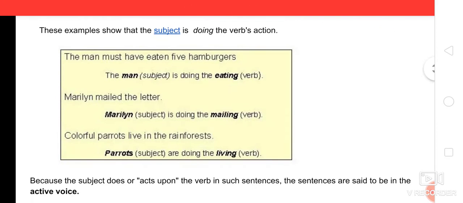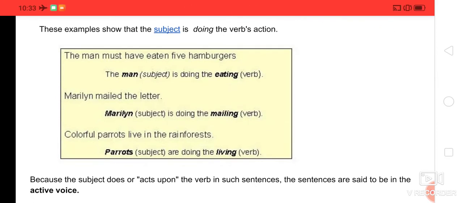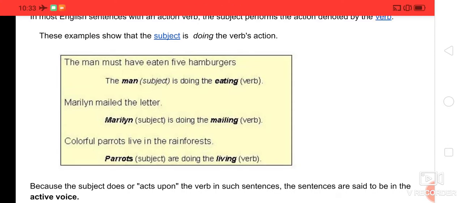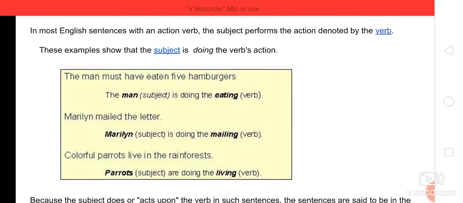You have to frame a question combining the subject and the verb. That is, the man must have eaten what? And when it answers, the answer will be in the form of an object. The answer that we get here is the 5 hamburgers. That is why it is very necessary to understand what a subject, a verb, and an object are. So here the man is the subject, must have eaten is the verb, and 5 hamburgers is nothing but the object.